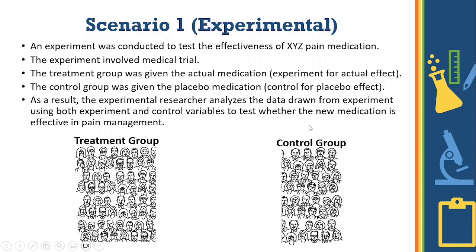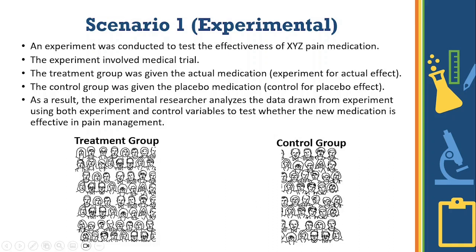And these are simply a subset, or a group of samples, taken from the population and are now the subject of our study or trial. The treatment group was given the actual medication, to test for the actual effect of the pain medication as part of the experiment, to see if the pain medication is effective in its goal of reducing pain.